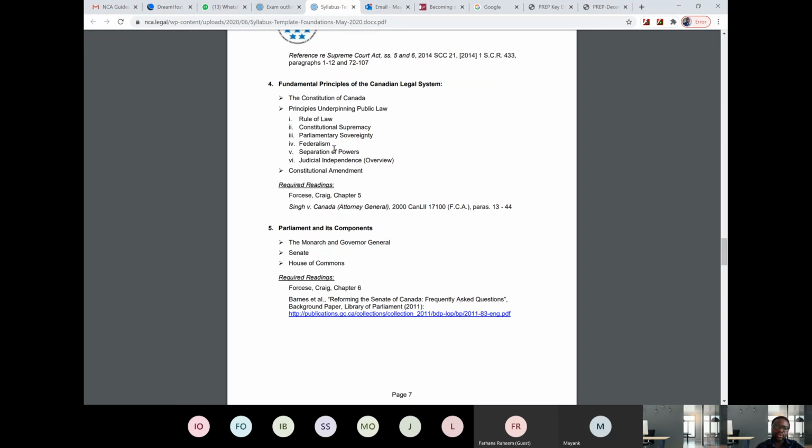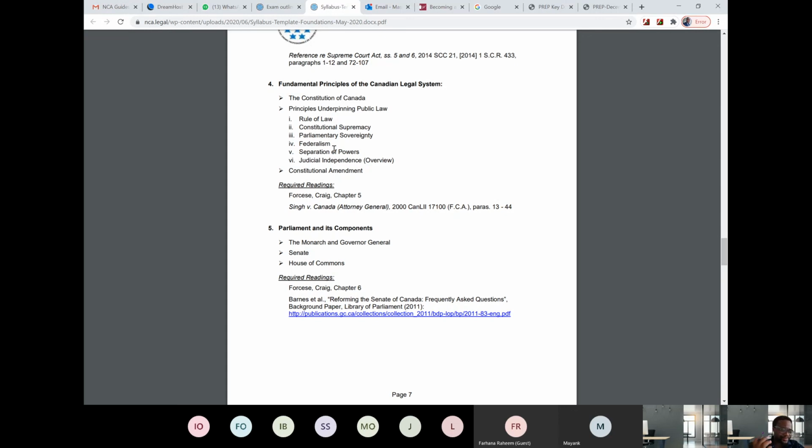We'll also be doing an overview of judicial independence. What does judicial independence mean? It's stated that judicial independence is critical, at the center of separation of power in Canada. It is the ability of the judges to make a decision or to interpret the law without interference from any arm of the government. We'll be looking at this in detail as well.